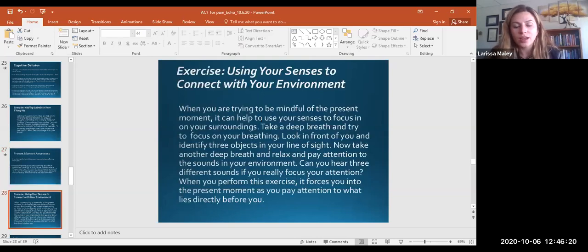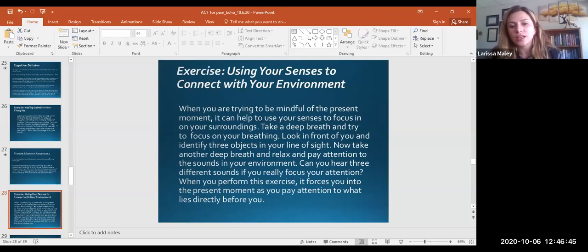So we do a number of exercises, but one of the more common ones would be to just have folks connect with their senses and the environment. So doing a lot of work in the session and then for practice to have them take deep breaths, focus on their breathing, and then just start to identify what's right in front of them. Take another breath, relax, and pay attention to the sounds that they hear in their environment. What do you hear? Where does your attention go?